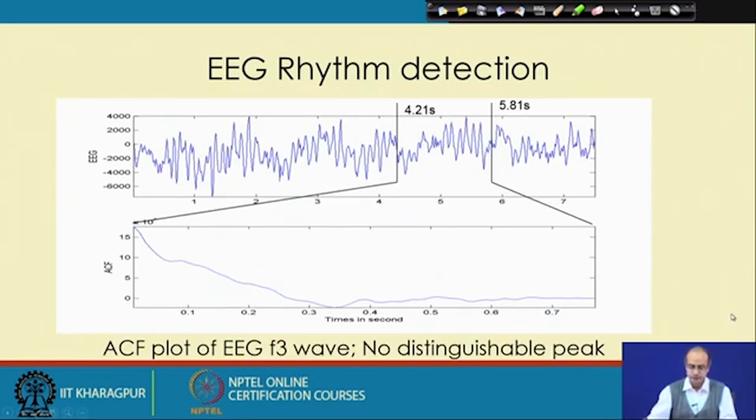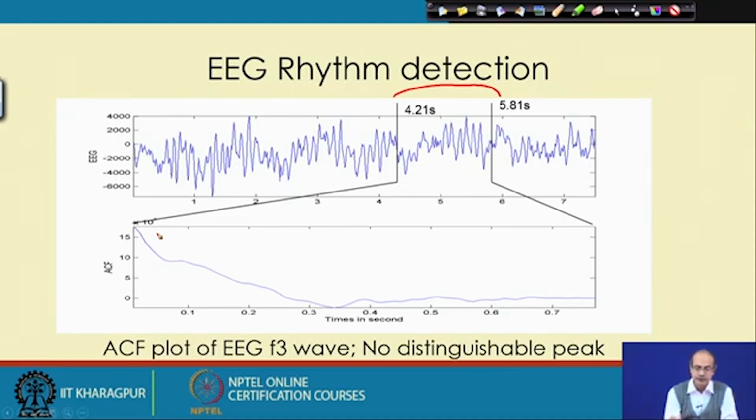In this case, we are interested to know the presence of that alpha rhythm within this region. This is the region we are looking at, 4.21 second to 5.81 second. And we want to see whether this kind of wave is actually present in other places also.